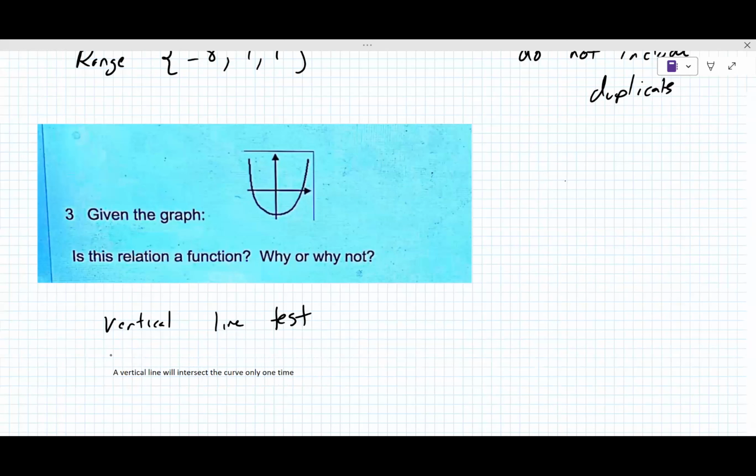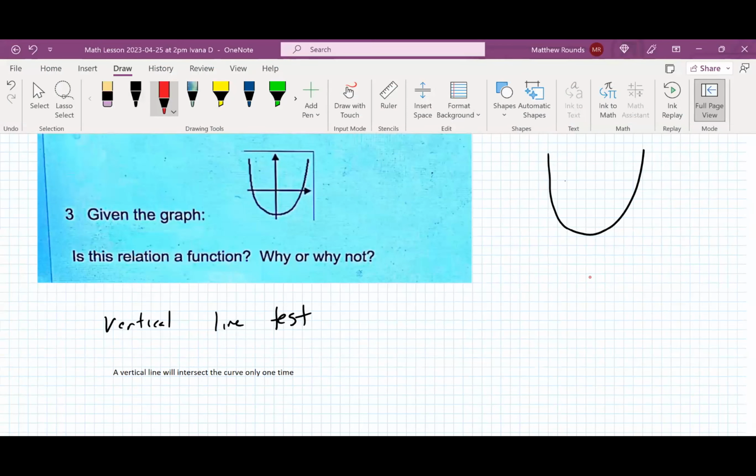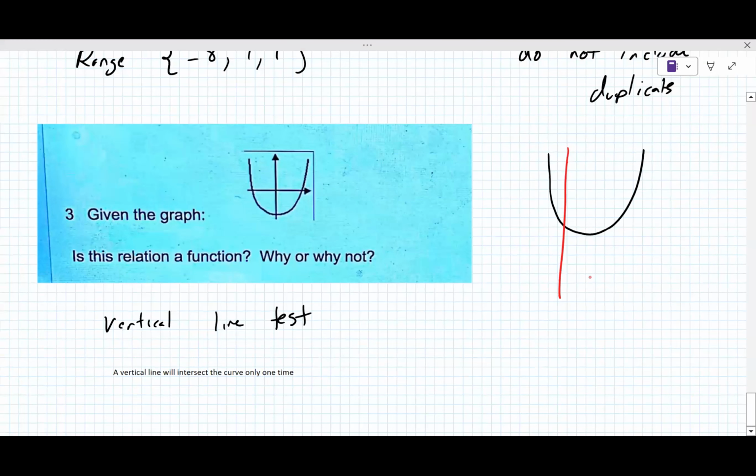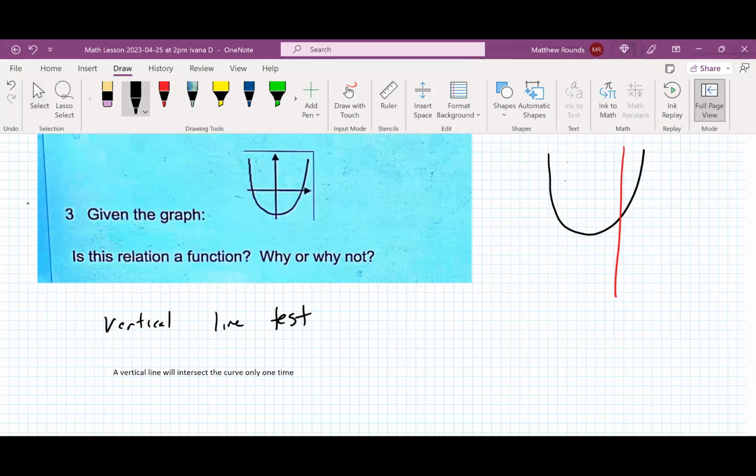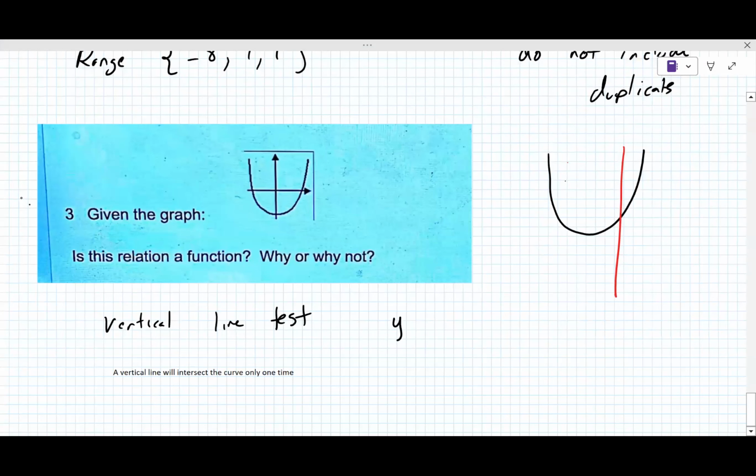So I'm going to come off to the right here and redraw the curve. And it's got to be a vertical line. Does that hit it one time? Does that vertical line hit the graph one time? Yes. Now, if I move it, does that also hit it one time? Yes. So you might be wondering, well, we'll get to that. So yes, this is a function. And then you would say it passes the vertical line test.